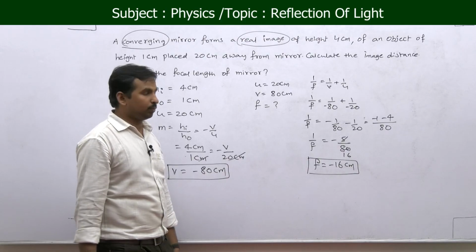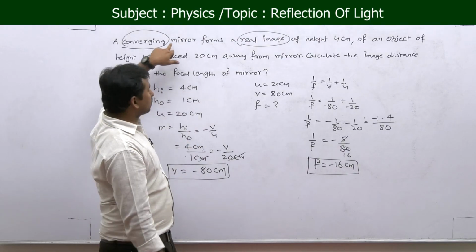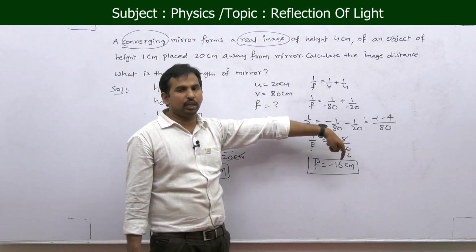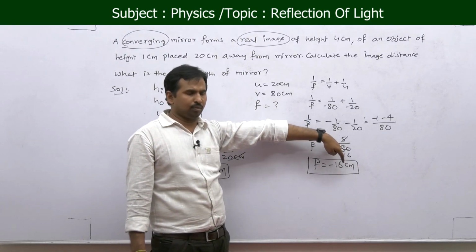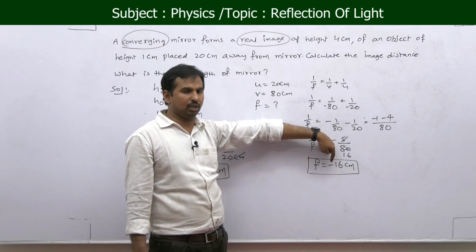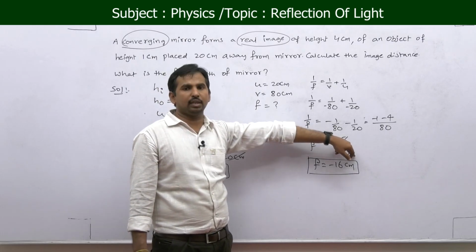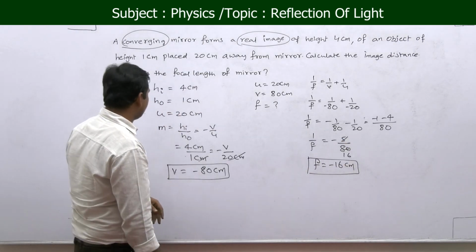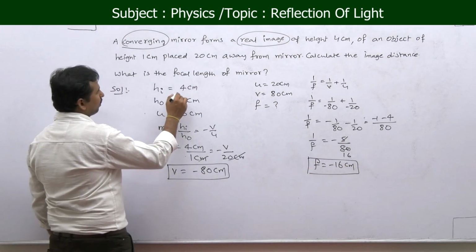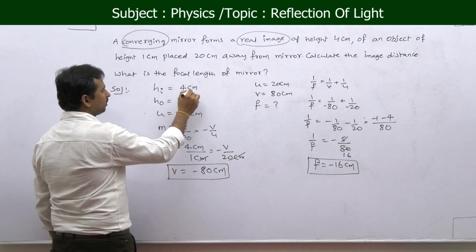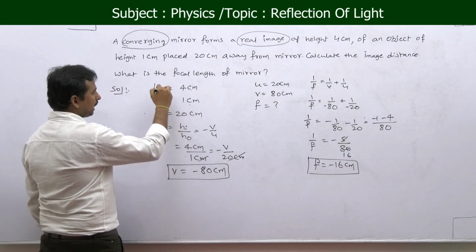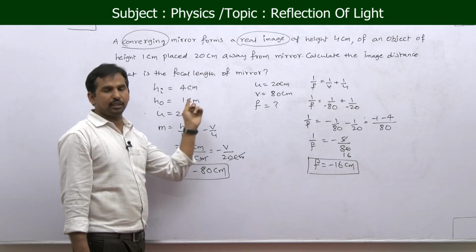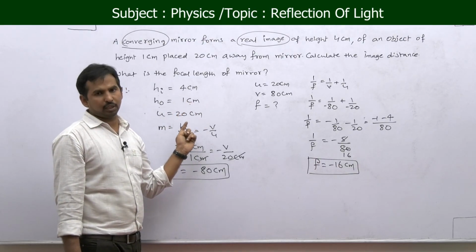And not only that, if you observe here, we are finding for the case of a converging mirror. Converging mirror is a concave mirror, and concave mirror focal length is minus only, as per the sign convention. That's why we got f is equal to minus 16 centimeters. Okay. And not only that, here if you observe, it is given that it is a magnified image, because height of the image is 4, height of object is 1, then height of image by height of object, m value, is getting 4. Means that it is a magnified image we are getting.